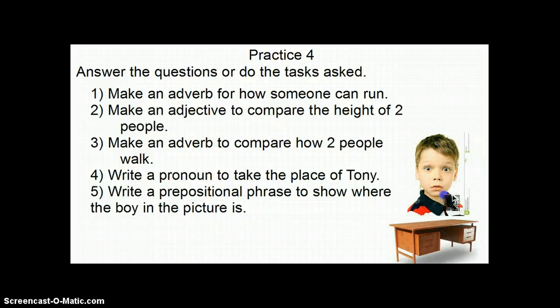Alright, for practice number 4, answer these 5 questions. This is the picture you're using for question number 5, where it says write a prepositional phrase to show where this boy is in the picture. Okay? So answer these questions and hit play and go on to the next slide.